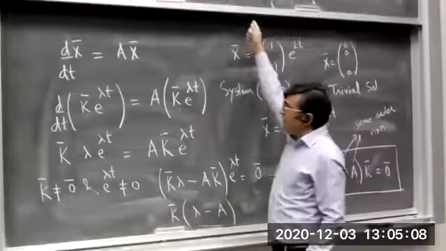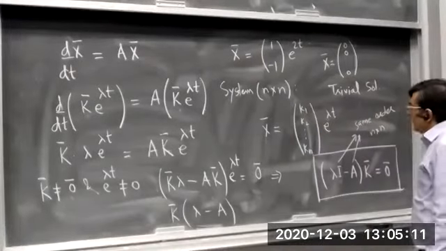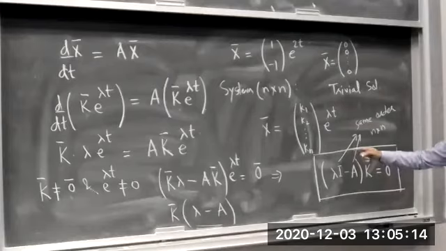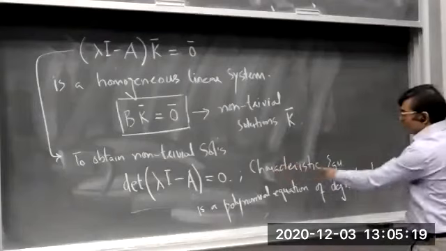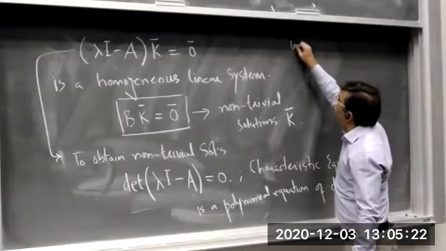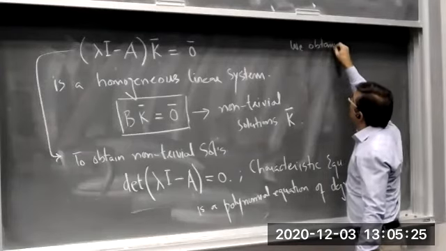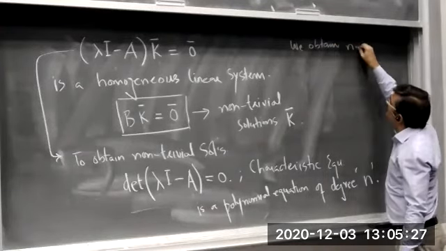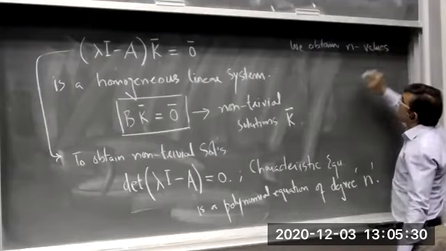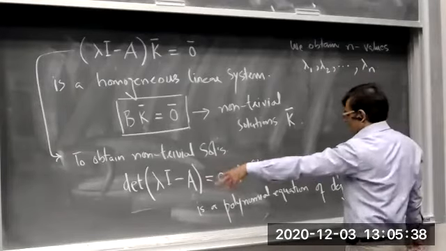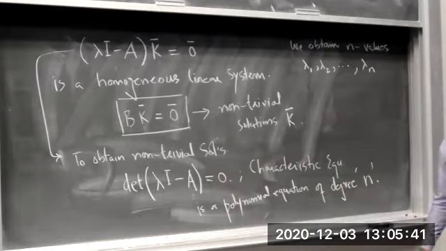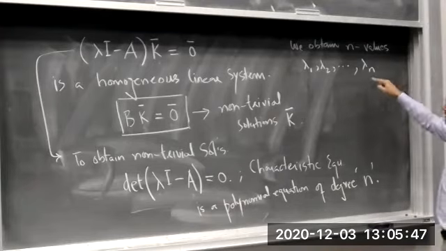Let me talk about the eigenvalues and eigenvectors as well. By solving this characteristic equation, where is that equation? This one. By solving this characteristic equation, we obtain n values, lambda 1, lambda 2, and so on, lambda n. Because by solving this characteristic equation, we obtain a polynomial of degree n, which can have at most n values.